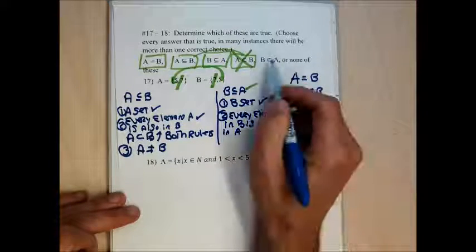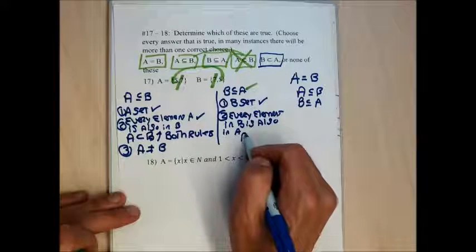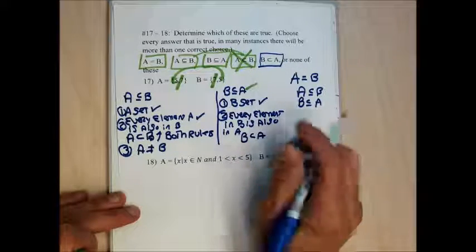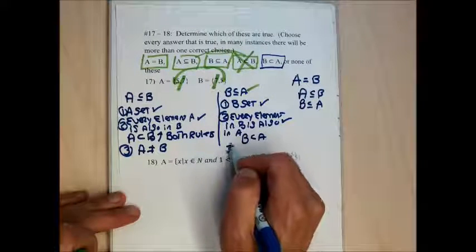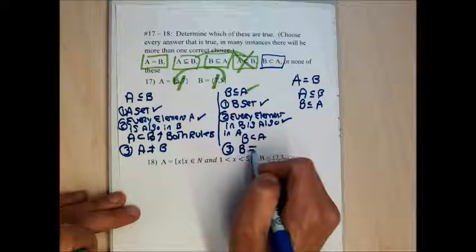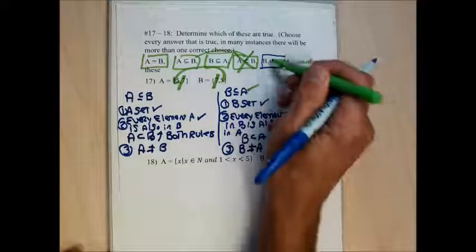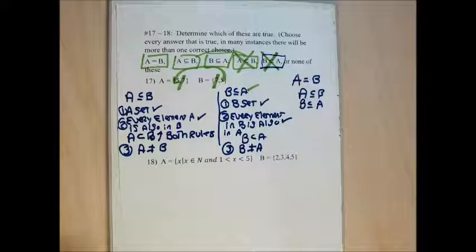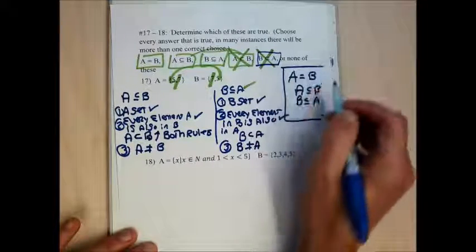The only symbol I haven't looked at yet is B is a proper subset of A. For B to be a proper subset of A, you need to satisfy rule 1 and rule 2, and also rule 3 that doesn't allow the sets to be equal, and because the sets are equal, it violates rule 3. That can't be included in my answer. The answer to problem 17, these are the three symbols that are true.